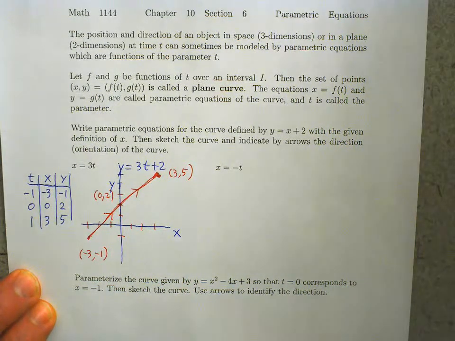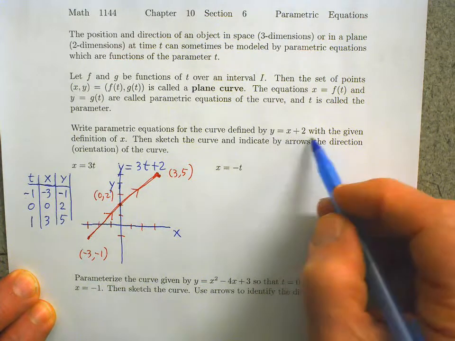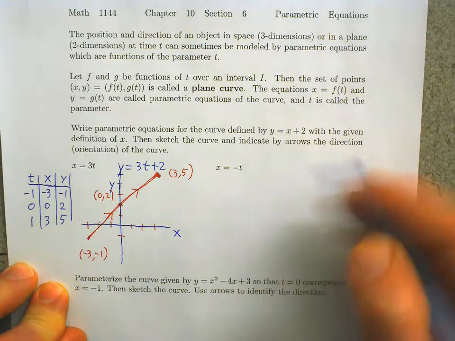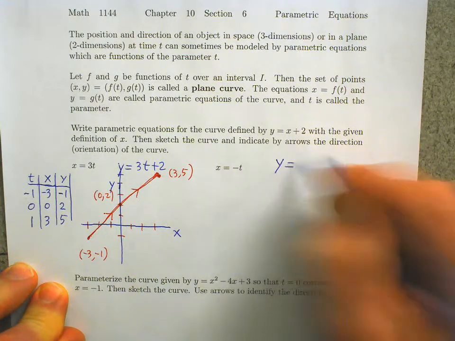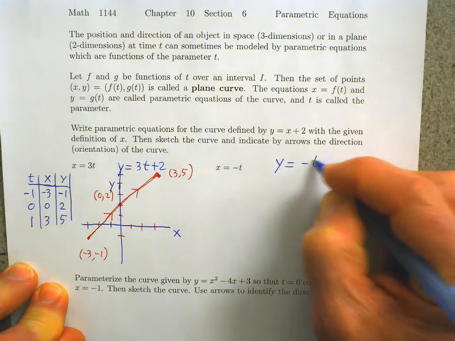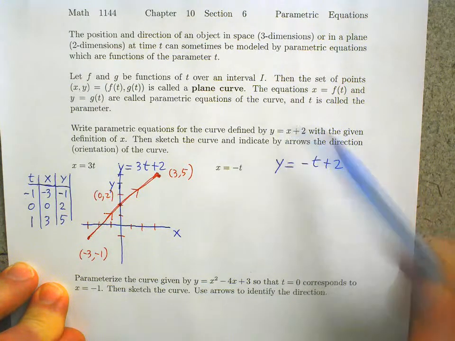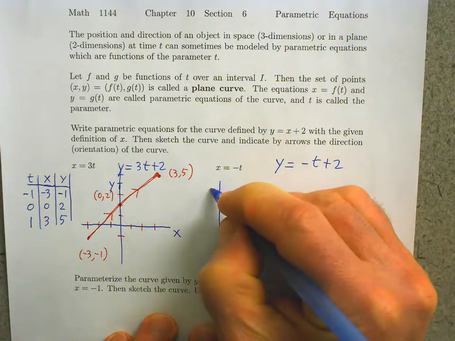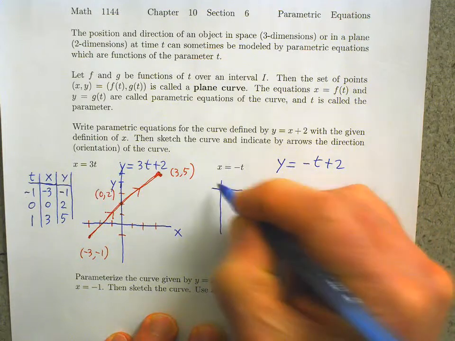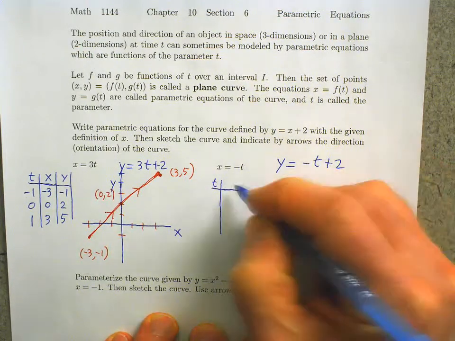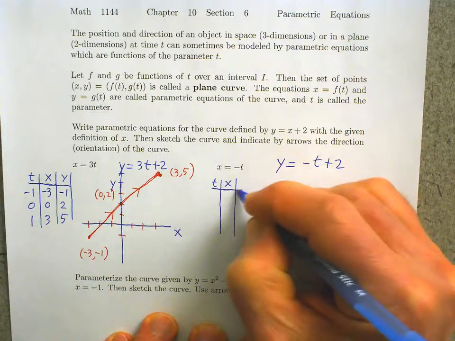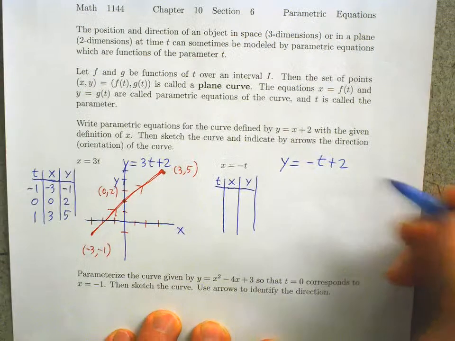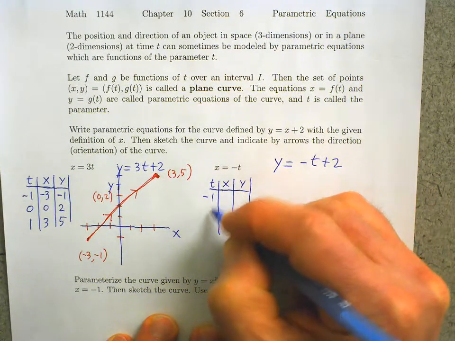Okay, our second example, still using y equals x plus 2. This time we assign x to be -t. And so if x is -t, y is equal to -t plus 2, because we replace x with -t. So we'll do the same sort of thing that we did a few minutes ago. We'll pick some t values. We'll determine what the corresponding x and y values are based upon the parameterization. So let's just use the same t values, -1, 0, and 1.